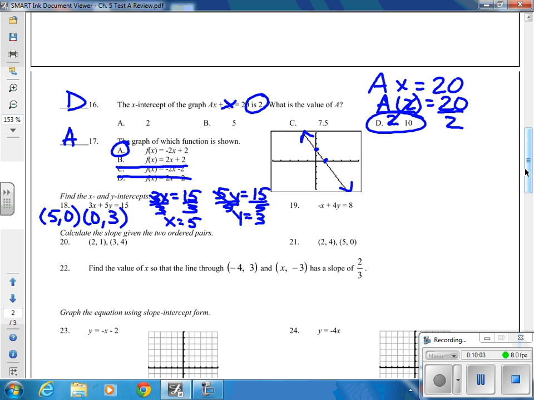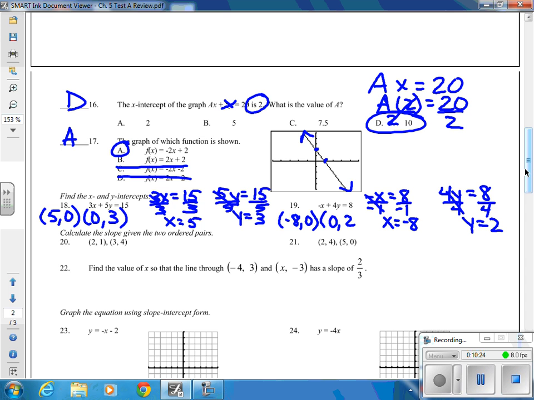We want the x, we don't want the y, so kick the y out. You've got negative x equals 8. Divide by negative 1 to get rid of that negative sign, and x equals negative 8, or the ordered pair (-8, 0). For the y value, kick the x out, so you're going to solve 4y equals 8, divide by 4, and you get y equals 2, so the ordered pair is going to be (0, 2). So there's your x and y intercepts for both of those equations.